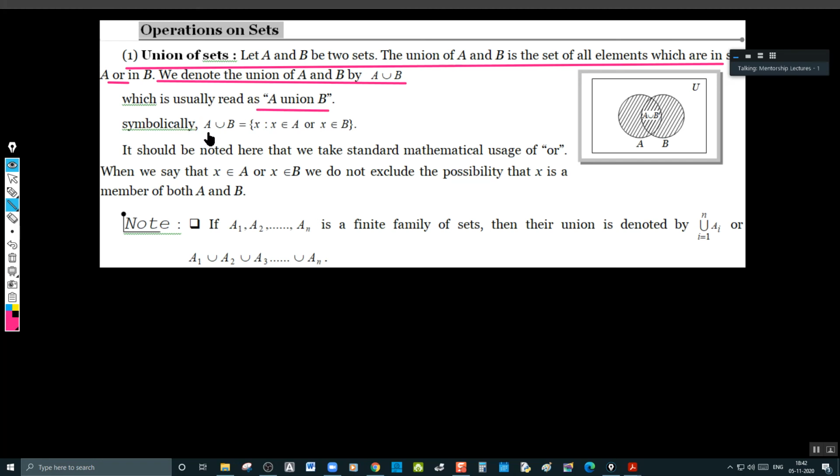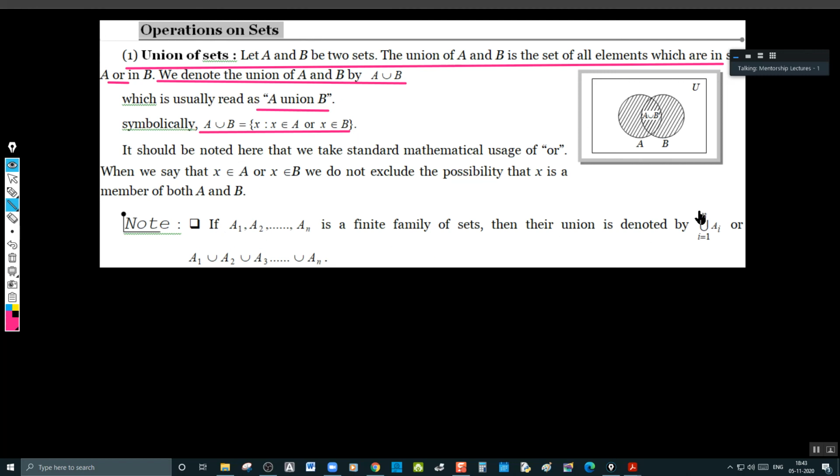What is A union B? If you write the set builder form, x is such that x belongs to A, or x belongs to B, or x belongs to both. This is the meaning of it. x may be present in A, or x may be present in B. That's what is A union B.